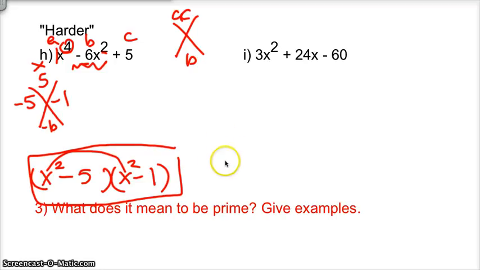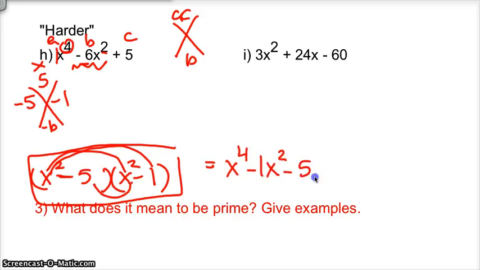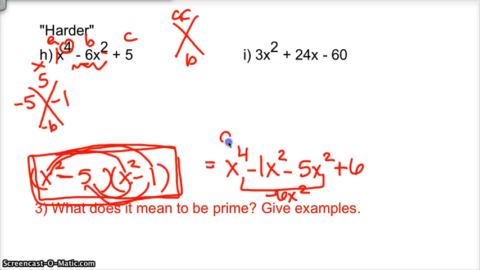Take a second and multiply this out. So x squared times x squared is x to the fourth. That's going to give you a negative 1x to the second, a minus 5x to the second, and a positive 6. So that center term, that minus 6x to the second, came from when you were multiplying by those x squareds. This is still your answer. Think about this as your step to check your answer. And yep, it matched my one over there.